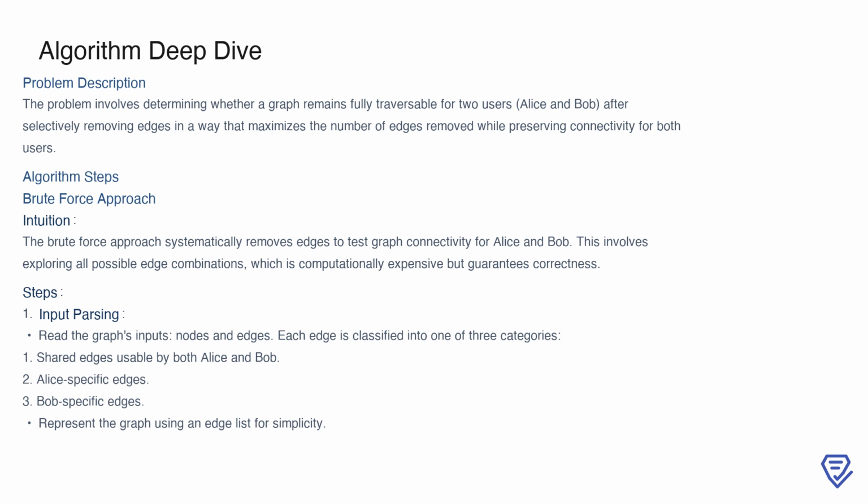A brute force approach provides a baseline solution. The intuition here is to systematically explore all possible combinations of edges, removing them one by one and testing whether Alice and Bob can still traverse the graph. This guarantees correctness, but it is computationally expensive.